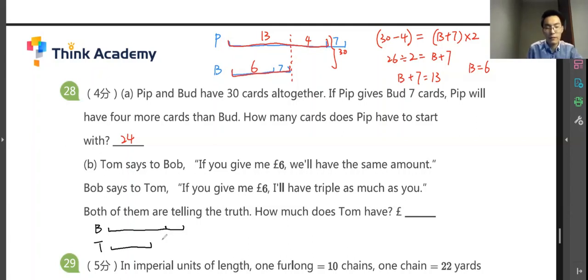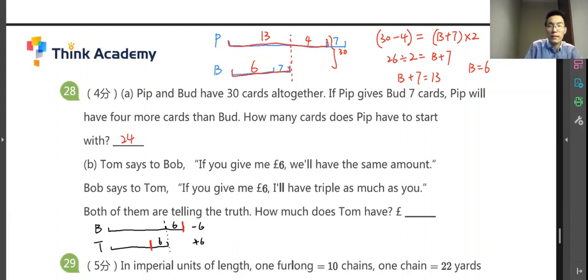And then if Bob gives Tom £6, then they will have the same amount. So why is this important? Because it gives us the relationship between the number of pounds between Bob and Tom. So the difference, if you look at it, because Bob has -6 and then Tom has +6, and after this they are the same. So the difference between them, if you think about it, is actually 12. Okay, because originally Tom is here and Bob is here. The difference between them is 12.